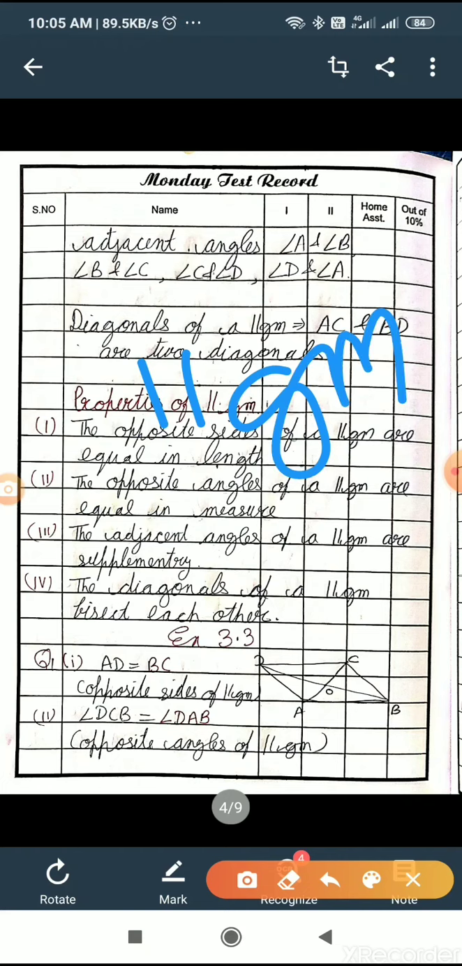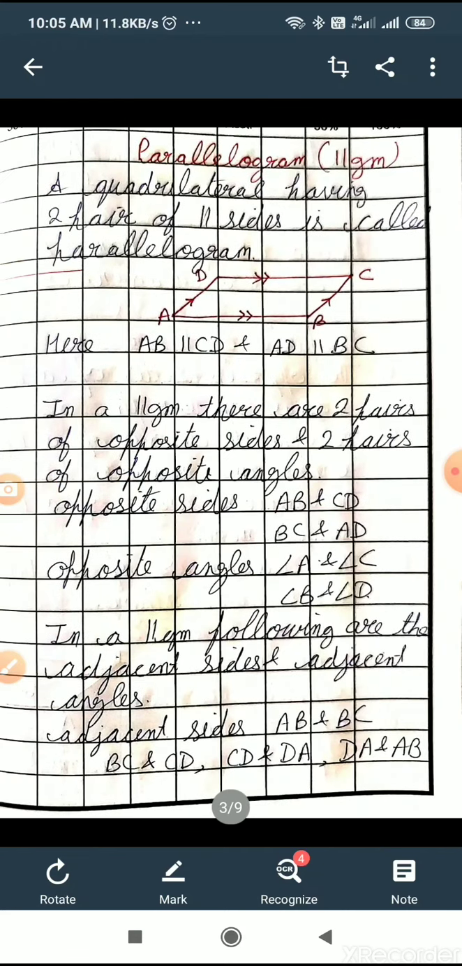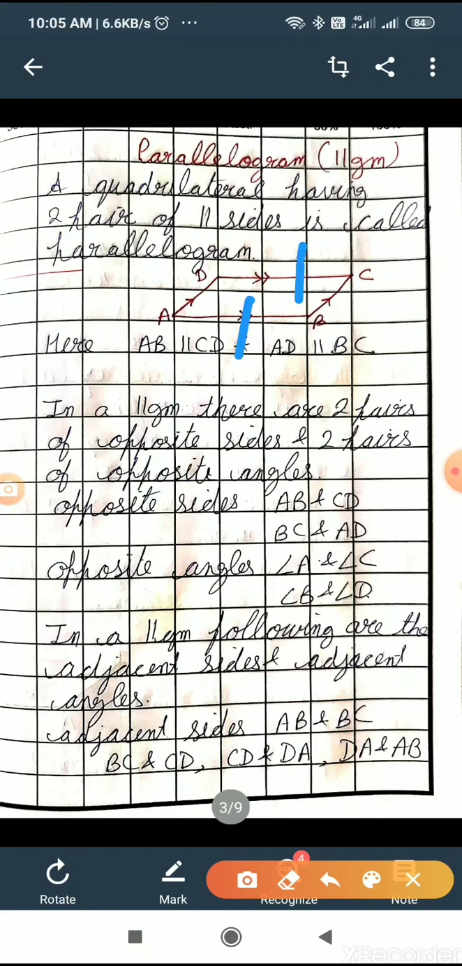Parallelogram. So it will be called parallelogram. Okay. So the opposite sides of a parallelogram are equal in length. The length of opposite sides of a parallelogram will always be equal. The opposite angles of a parallelogram are equal in measure. Like opposite sides are AB and BC.